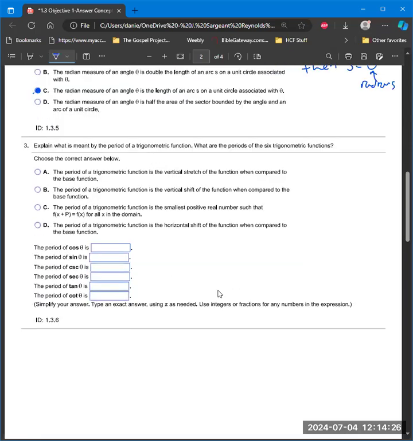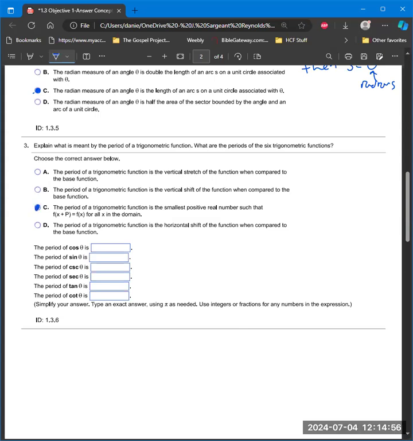Explain what is meant by the period of a trigonometric function. What are the periods of the 6 trigonometric functions? So the period of a trigonometric function is the smallest positive real number, such that f of x plus p, where p is the period, is equal to f of x for all x's in the domain. So that's C.